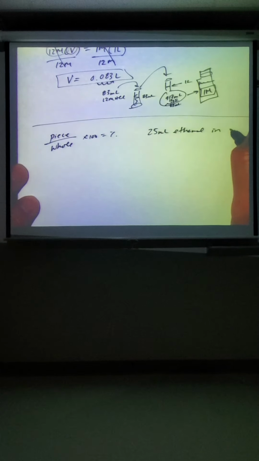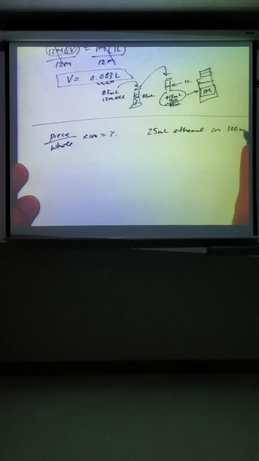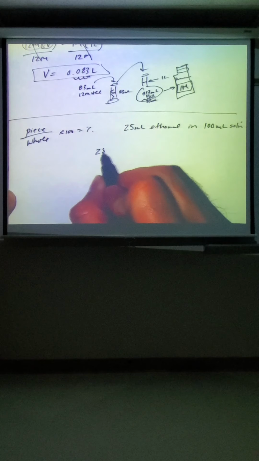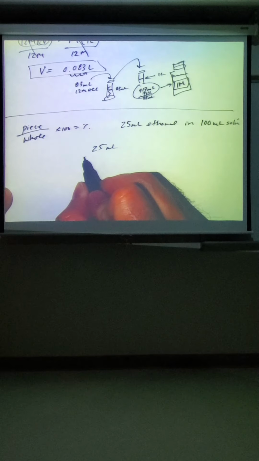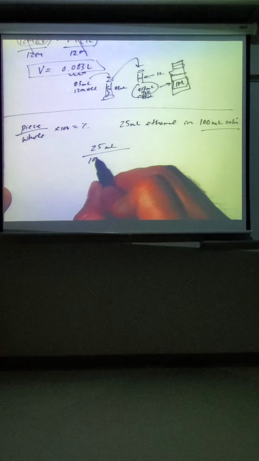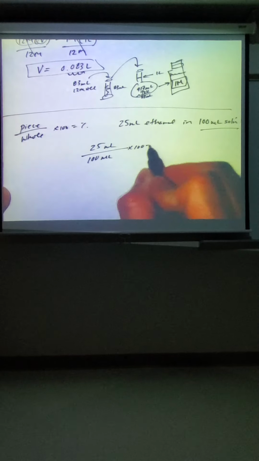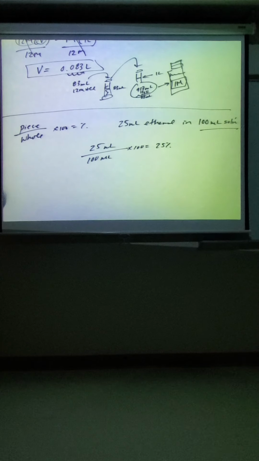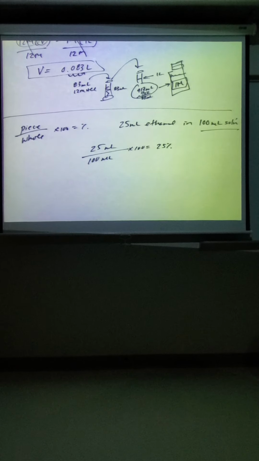equals percentage. So if you have 25 milliliters of ethanol and you put it into 100 milliliters of solution, what is the percentage? Well, we said earlier, and this was in the previous lecture, you can take piece, 25 mils, which is the solute, so divide it by the whole, which is 100 mils, times it by 100, then you get 25%. 25% alcohol would be 50 proof. And that's quite a bit.